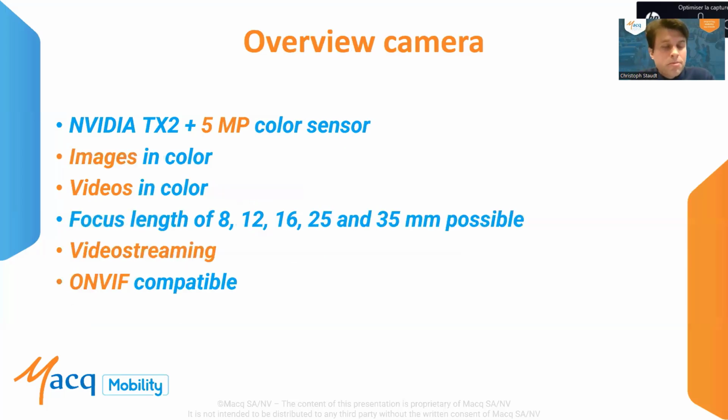The next one is the overview camera, so it's the color sensor, also 5 megapixel, based on the same processor, NVIDIA processor. This takes color images and also color video. So that means we are able to stream videos via cabling or via wireless, and we are ONVIF compliant and compatible for video streaming. Also very interesting to know.